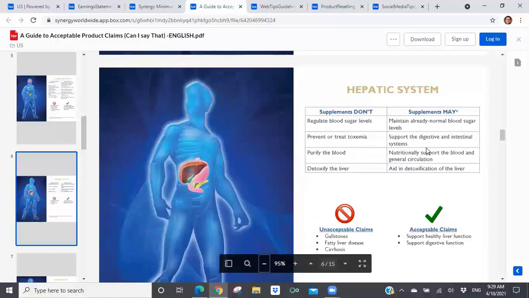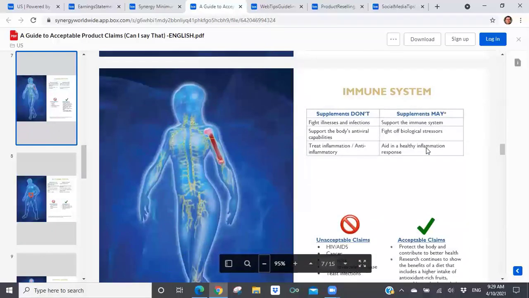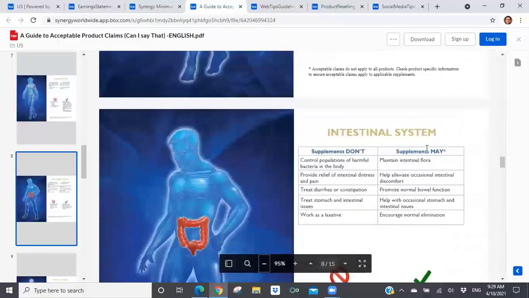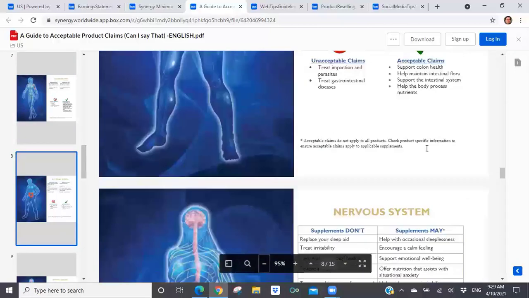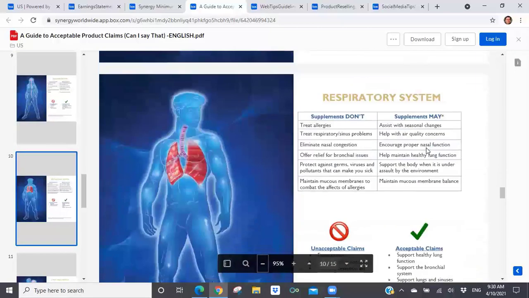Anyways, looking at the liver and stomach and other areas, the immune system, what you can and cannot say, the intestinal system, what you can and cannot say, the nervous system, what you can and cannot say, the respiratory system. Again, this is really important, especially in the COVID-19 pandemic, that you don't associate anything with Synergy Worldwide with helping people to alleviate their COVID-19 symptoms or prevent them from getting COVID-19.